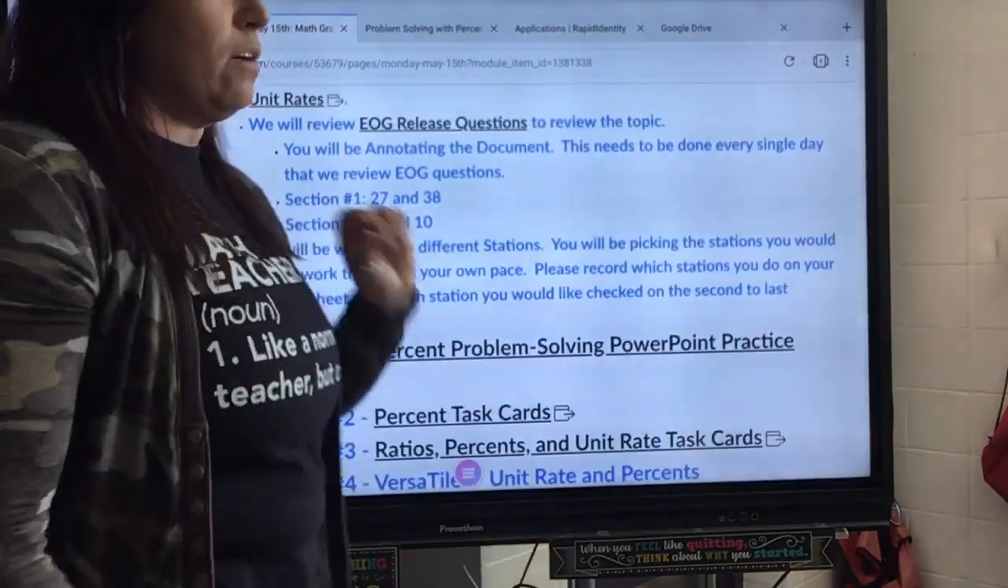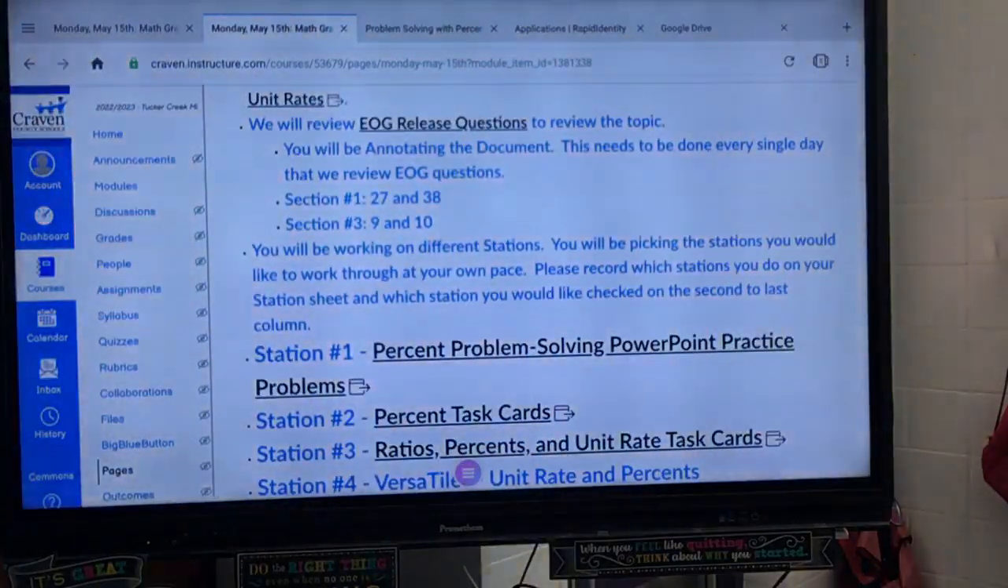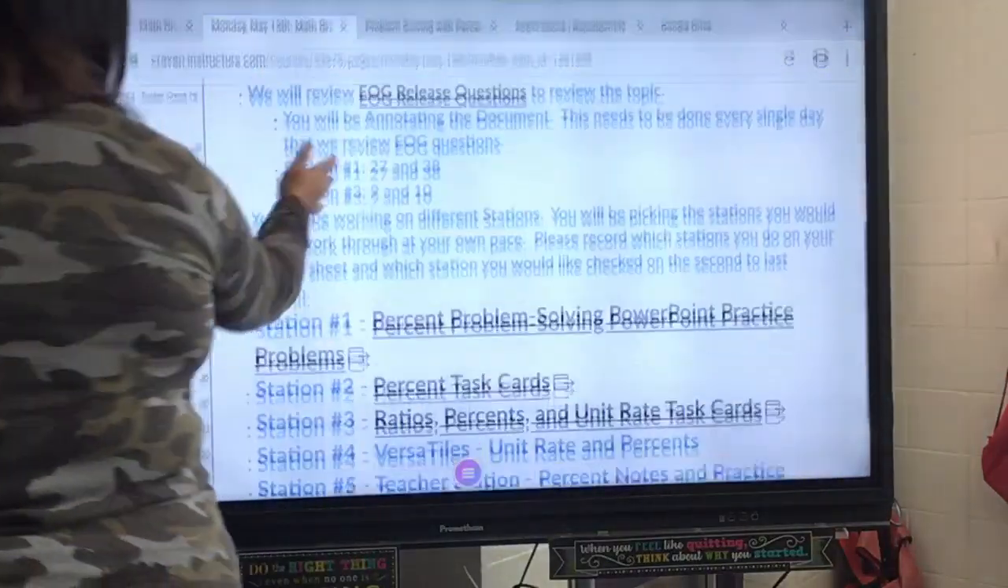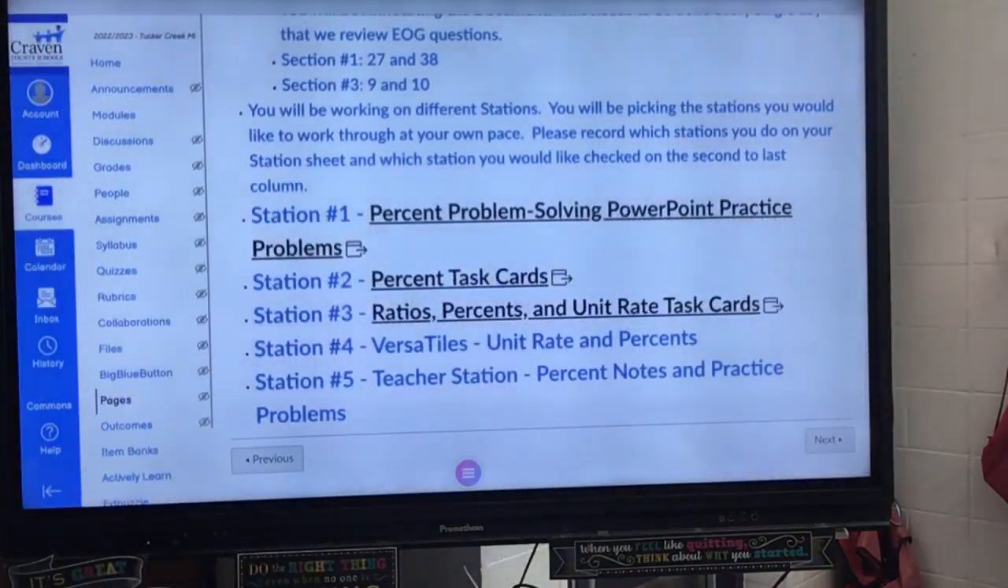All right, the versatiles are at this table. Again, you're using the book, you're either doing percents or unit rates. You don't have to do just percents, but if you want to practice unit rates, you can. There are 4. This is independent. And then the teacher table will be obviously back at the table with me. All right, so those are your options today.